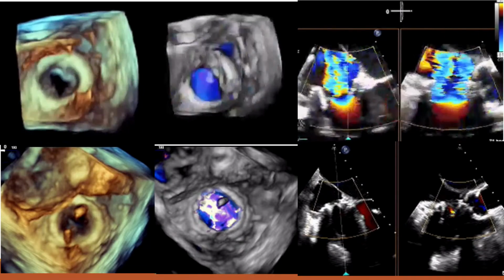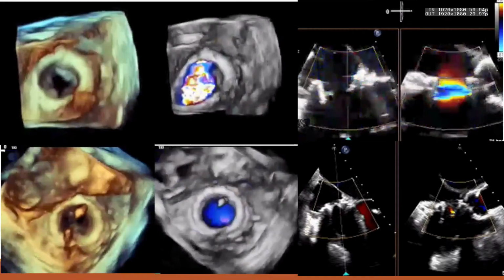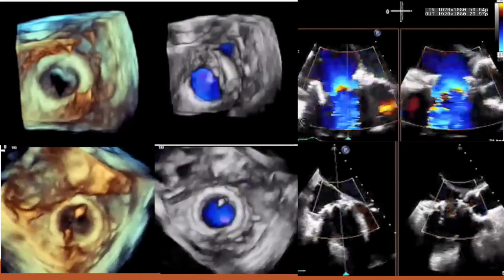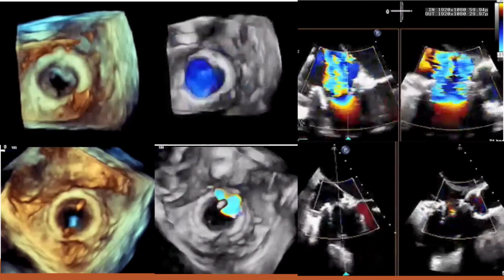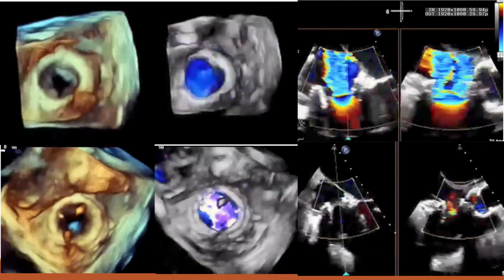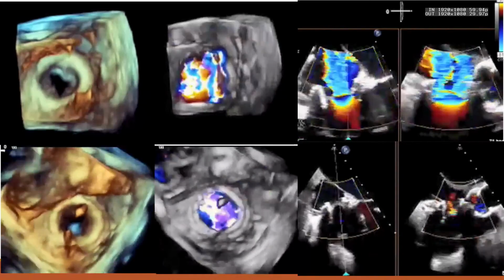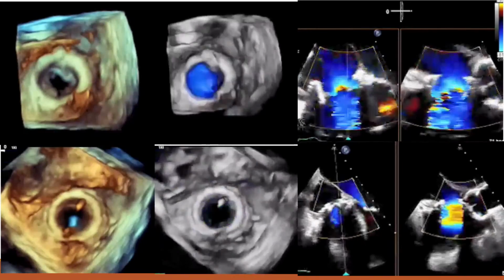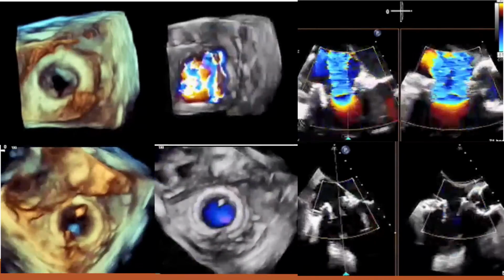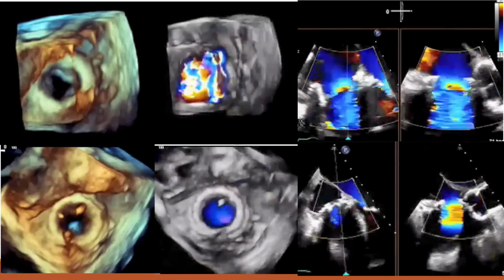These are the intra-procedure TE images. The top row shows the tricuspid bioprosthesis valve. After the ICD lead is removed, you can see the frozen leaflets with wide open TR. The bottom row shows the valve-in-valve implantation of the Sapien 3 with good results and no tricuspid regurgitation.